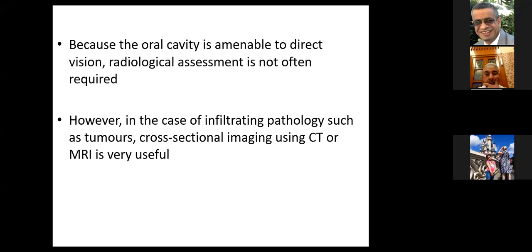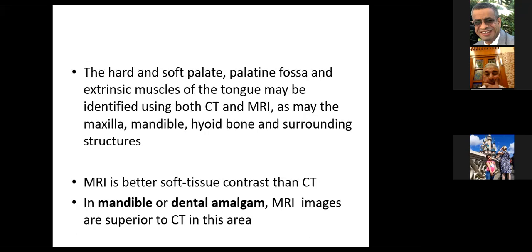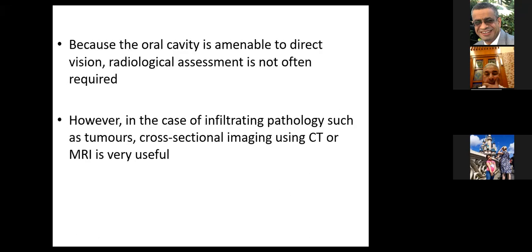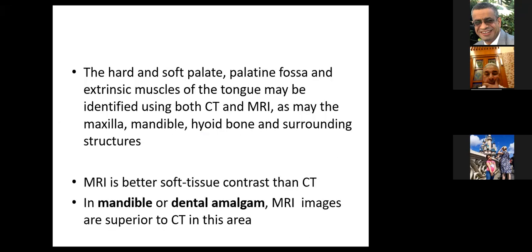Radiology of the oral cavity. Because the oral cavity is amenable to direct vision, radiological assessment is not often required. However, in the case of infiltrating pathology such as tumor, cross-sectional imaging using CT or MRI is very useful. The hard and soft palate, palatine fossa, and extrinsic muscles of the tongue may be identified using both CT and MRI, as may the maxilla, mandible, hyoid bone, and surrounding structures.